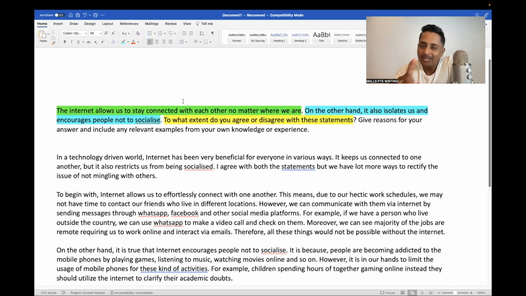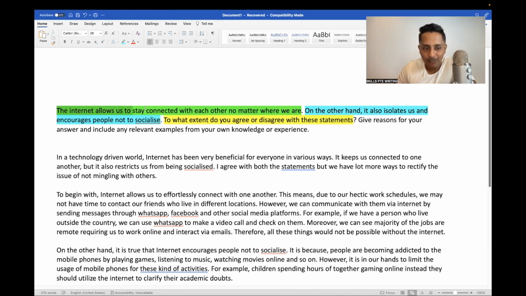Let's say you said that internet allows us to stay connected. No, no, no. I completely disagree. And on the other hand, it separates us. No, it will not even separate us. I disagree. That is completely disagreeing. Let's say you said I partially agree. Means the internet allows us to stay connected with each other no matter where we are, probably I agree. On the other hand, it also isolates us, I may not agree. Understand the question.